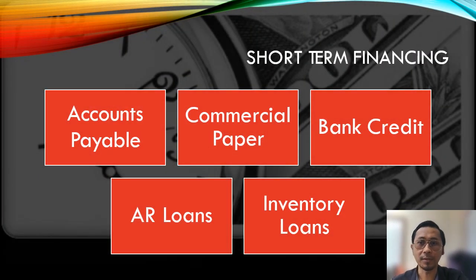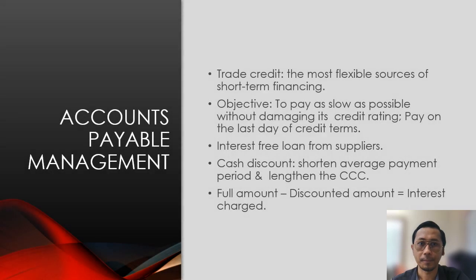So in this chapter, I will discuss further these components: accounts payable management, commercial paper, bank credit, accounts receivable loans, as well as inventory loans. The first component will be accounts payable management. Accounts payable or trade credit is one of the most flexible sources of short-term financing.